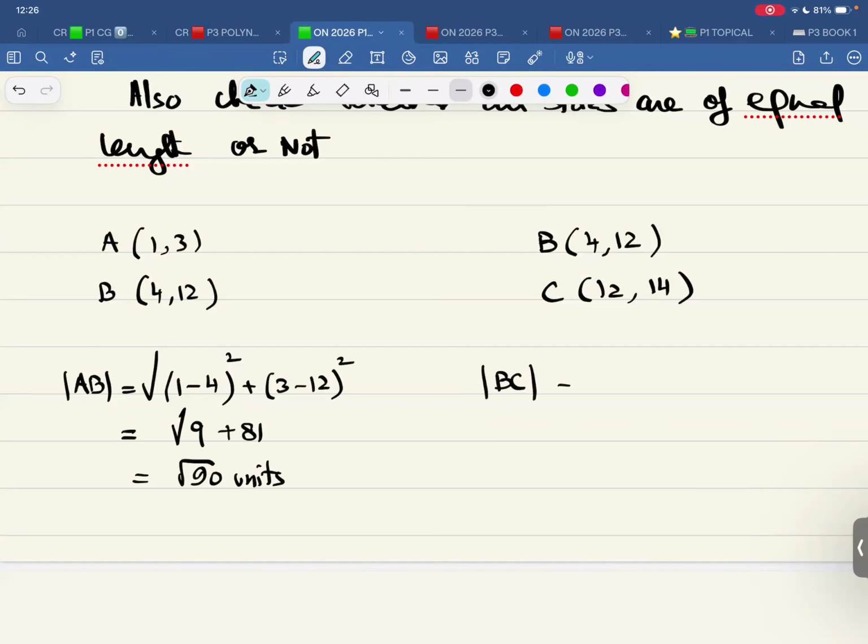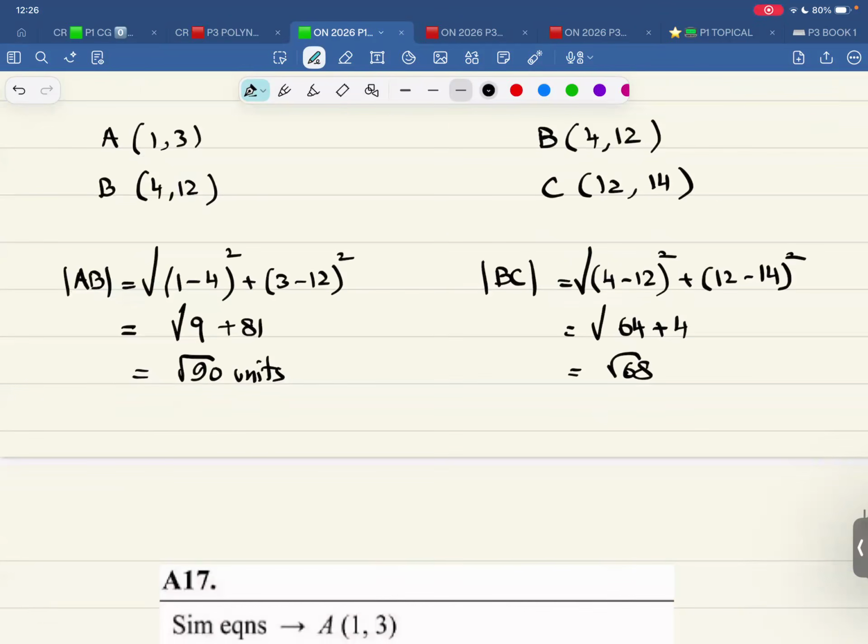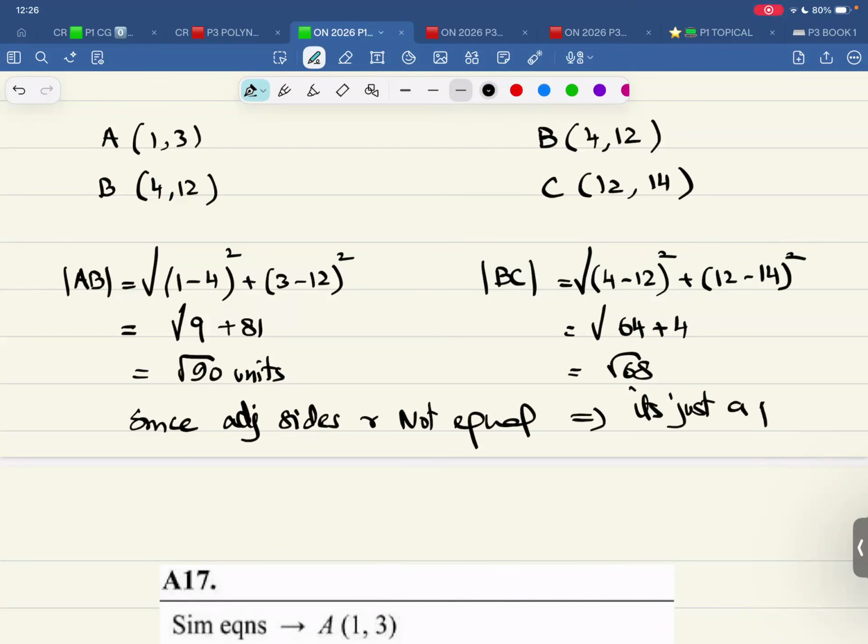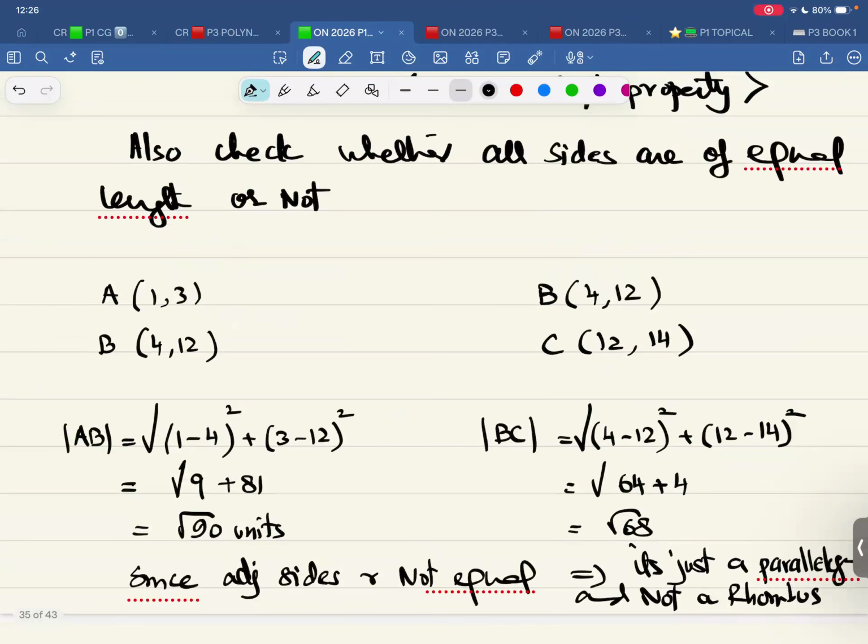Now let's calculate BC, which is the square root of 4 minus 12 whole square plus 12 minus 14 whole square. This is 8 square, which is 64. This is 2 square, which is 4. This is root of 68. Since adjacent sides are not equal, it's just a parallelogram and not a rhombus. Of course, it's not a square. It's not a rectangle. So it's a simple parallelogram.